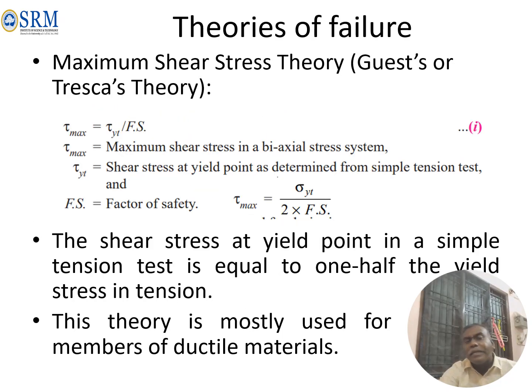Second theory, the maximum shear stress theory, or Guest theory. Here we are mainly dealing with the shear stress. Tau max equals one half of the yield stress in tension, that is, 1 by 2 into sigma y by factor of safety. Tau max is the maximum shear stress, sigma y is the yield point. This theory is mostly used for members of ductile material, because the previous theory can be applied for ductile as well as brittle material, whereas here it is suitable mostly for ductile material.